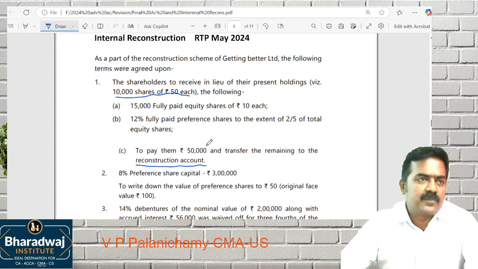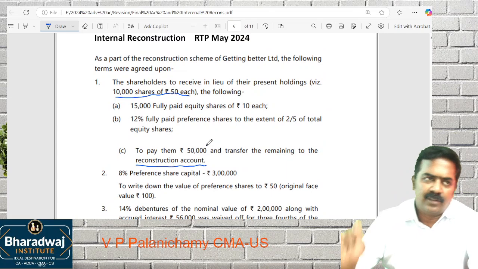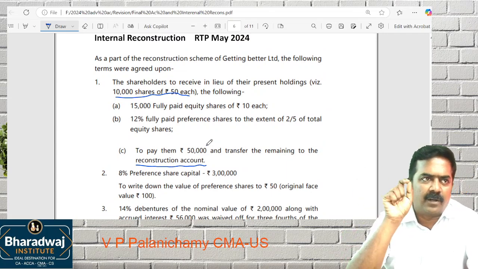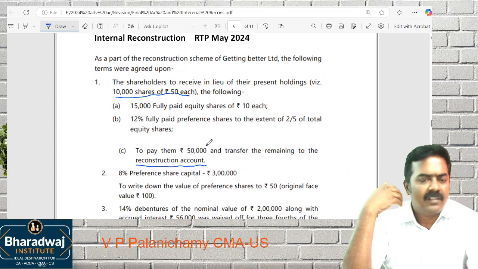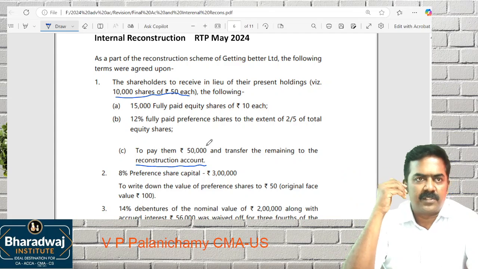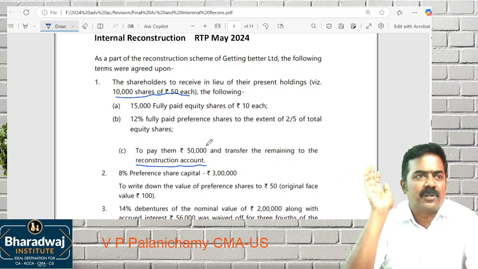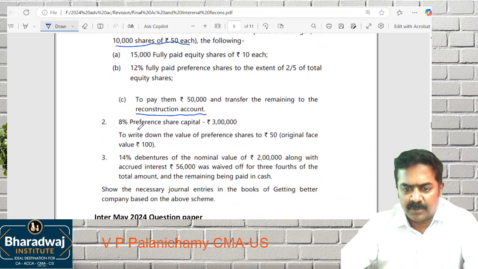What is the entry you will pass for this? Old share capital, equity share capital account debit, to equity shares, to preference shares, to cash. Balance will go to which account? Capital reduction. Here they call it the reconstruction account. 8% preference share capital, 3 lakhs is there. We are going to reduce the shares to what? 50. Original face value was 100.